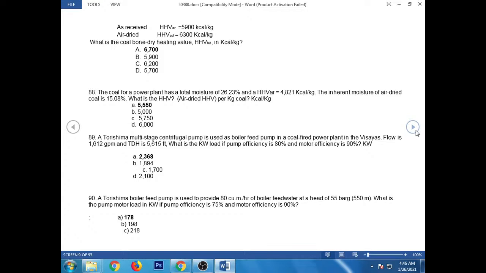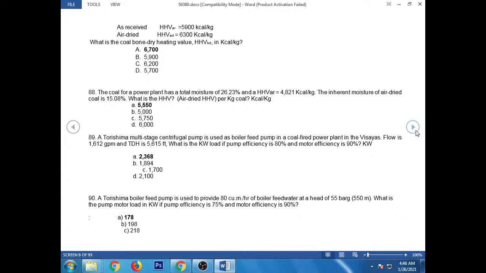A Torishima multi-stage centrifugal pump is used as boiler feed pump in a coal-fired power plant in the Visayas. Flow is 1,612 GPM and TDH is 5,615 feet. What is the kilowatt load if pump efficiency is 80% and motor efficiency is 90%? Answer: 2,368.